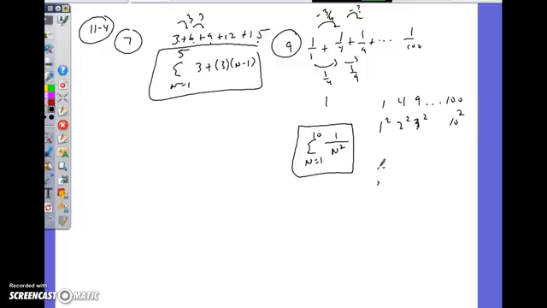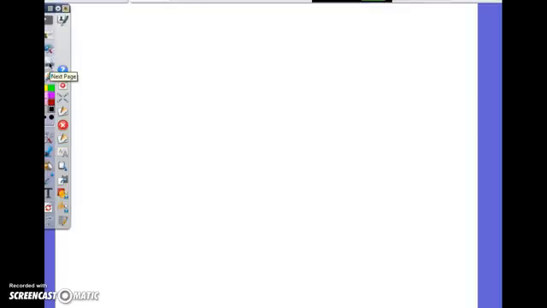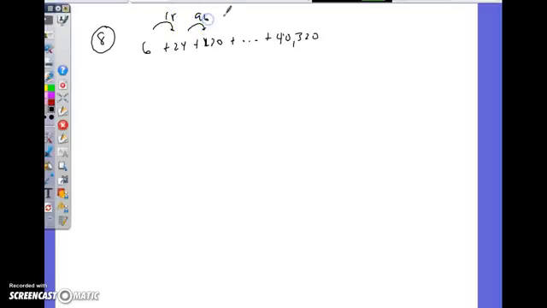All right, next one of interest to me is number 8. Number 8's nasty. Are we ready for number 8? No, not number 8. 8, 6 plus 24 plus 120 plus dot, dot, dot, plus 40,320. So now I got to play the guessing game. How do I do this? Check it. I go 18 up. Next one's 96. That ain't it. Try the bottom. I got 4.